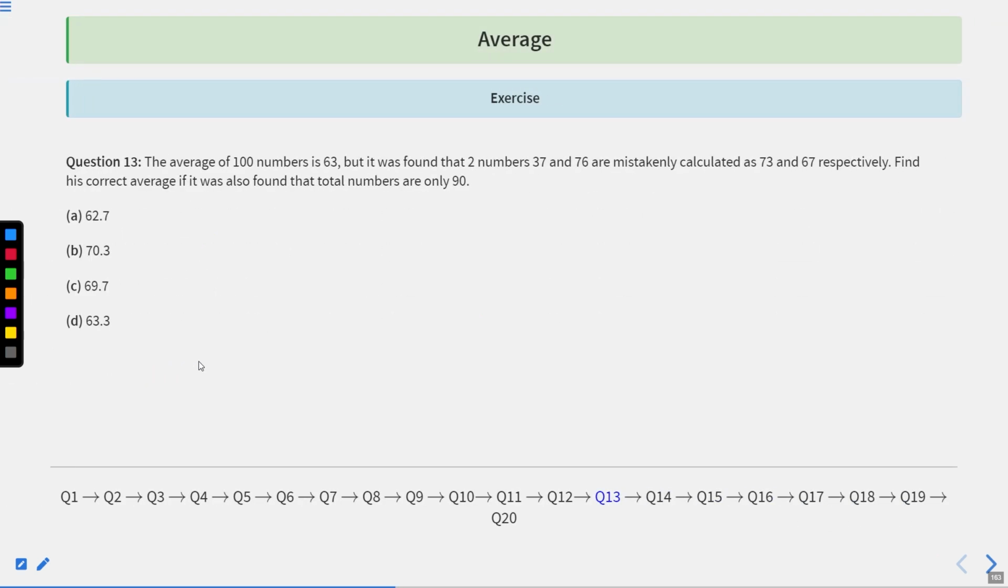Moving on to problem number 13. The average of 100 numbers is 63. So we have 100 numbers and their average is 63. But it was found that two numbers, 37 and 76, are mistakenly calculated as 73 and 67 respectively. Find the correct average if it was also found that total numbers are only 90. So this time not only do we have corrections in the digits, but we have corrections in the number of observations as well.